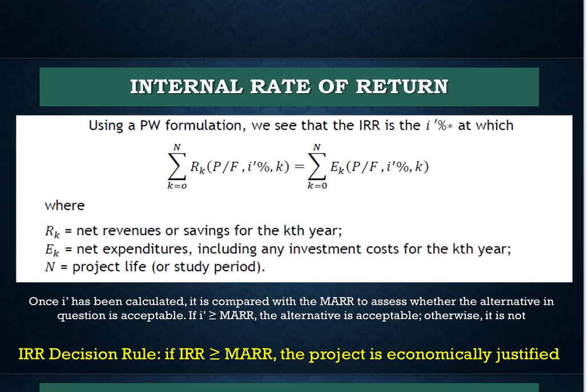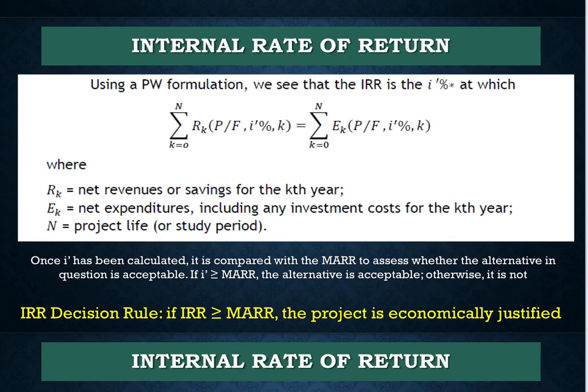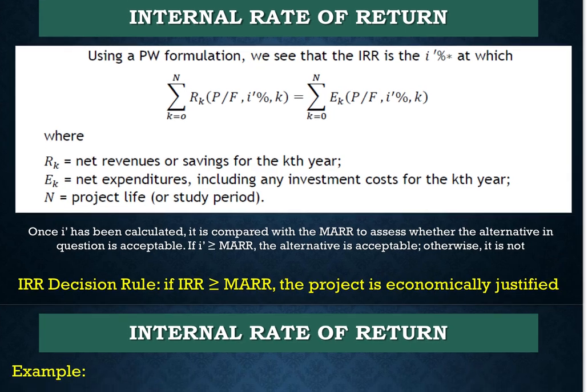So the formula for internal rate of return would be the summation of all our revenues, we take their present worth, where the interest rate we use, I', is the internal rate of return. Then we equate it to the summation of all our expenses, taking their equivalent present worth, where the I' we use is the internal rate of return. Okay? So the decision rule for this is, if the IRR, or your computed I', is greater than or equal to your MARR, then the project is economically justified. So let's have a sample problem.